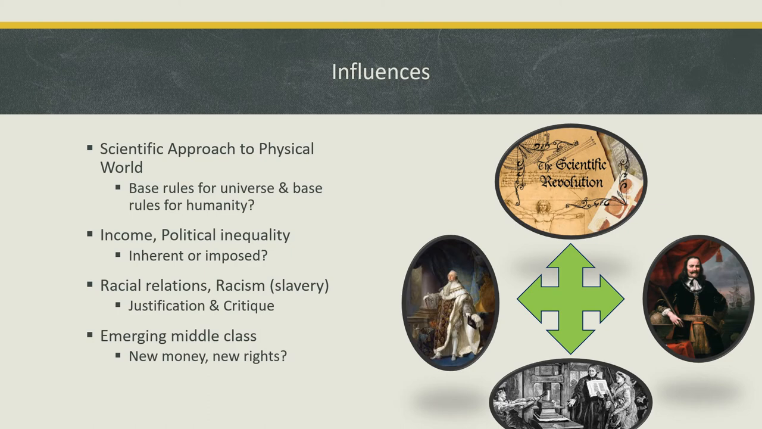In the case of the intellectual revolution of the Enlightenment, there's a scientific approach to the physical world that can be used as a quasi-basis for inquiry into the way that humans interact with each other. And so there's this very interesting way of saying, well, how can we be more efficient? How can we be a better, scientifically engineered social machine? But there are also bigger questions that can be tackled, things like income and political inequality. The old model used to be that this was just inherited. God wanted you to be born poor, therefore you live poor. That's the way God wanted it.